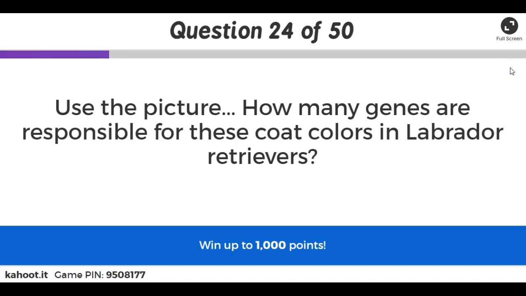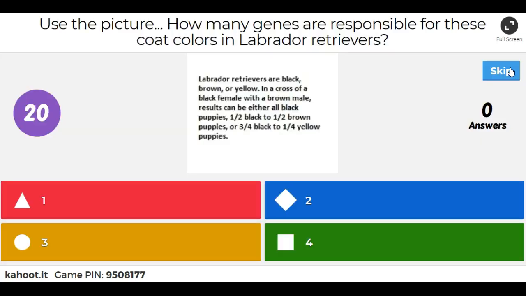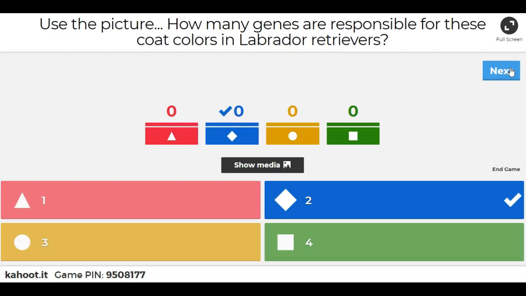Okay, again, we're going to use the picture. We want to know how many genes are responsible for coat color in Labrador retrievers. This is the same picture as before. So how many genes are responsible for coat color in retrievers? So there are 2 genes responsible for coat color in retrievers.